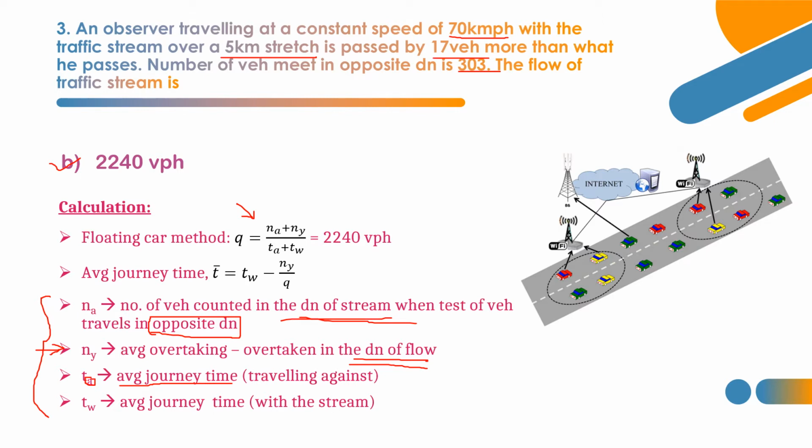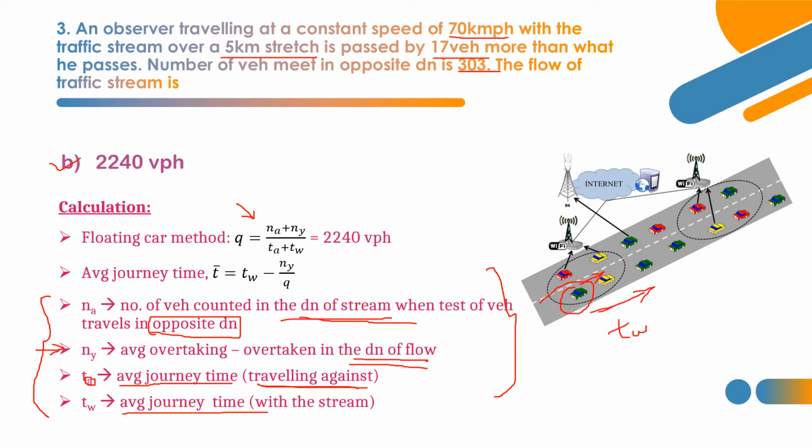That means traveling against. So a floating car, for example, take this as a floating car, with other traffic and conditions prevailing. Based on this floating car, we are getting these four values: NA, NY, TA, and TW. TW is nothing but the average journey time along with the stream. So along with the stream, what is the time?